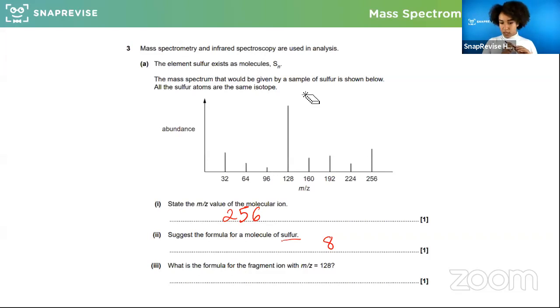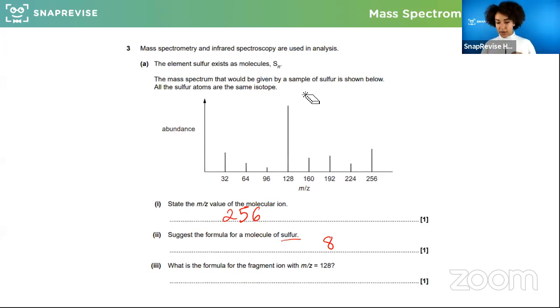Cool. So the last question, what is the formula for the fragment with the mass to charge ratio of 128? No, you do not ignore the small peaks. You need all the peaks. All the peaks mean something. Ignore the height of the peaks unless you're calculating relative isotopic mass. Yes, sorry, I should have said what it does. Yes, each peak does represent the different ways it can fragment when it's being bombarded during ionization.